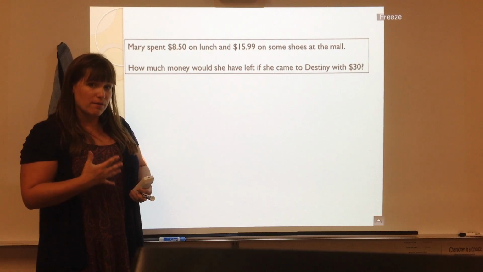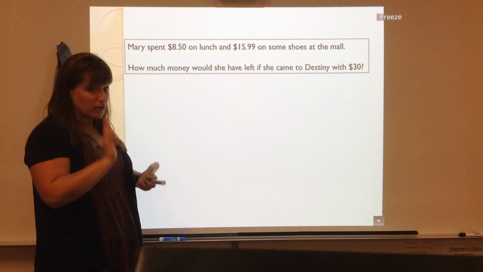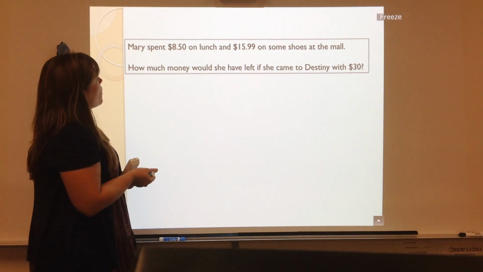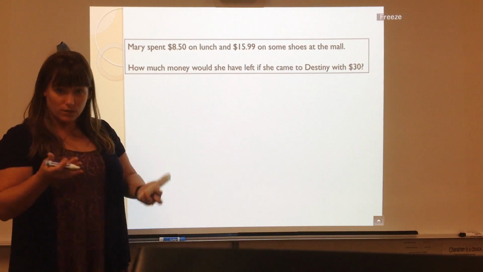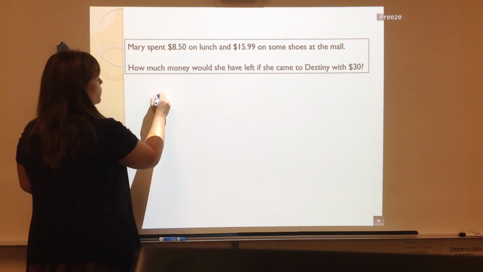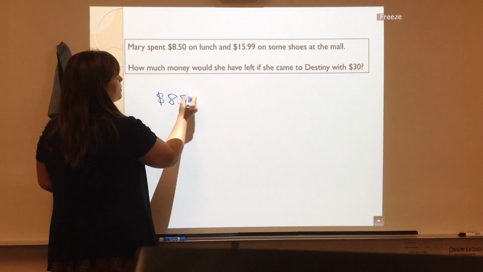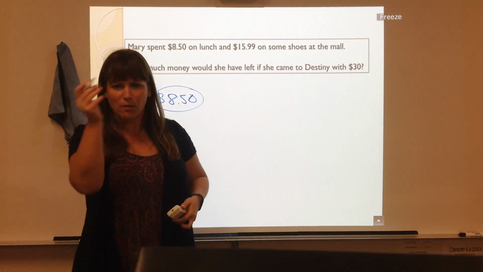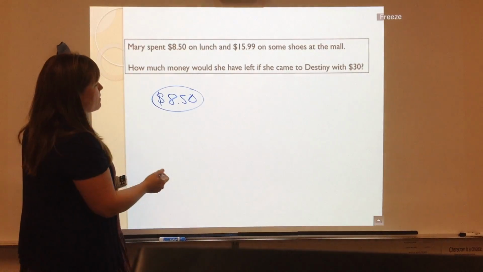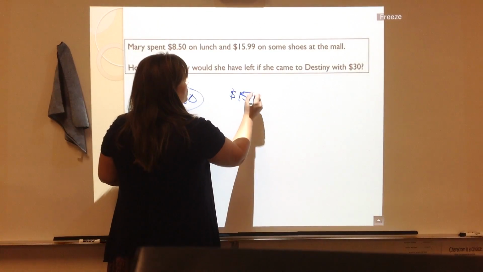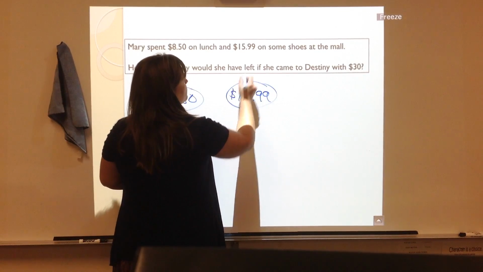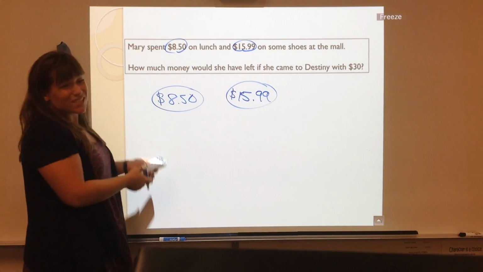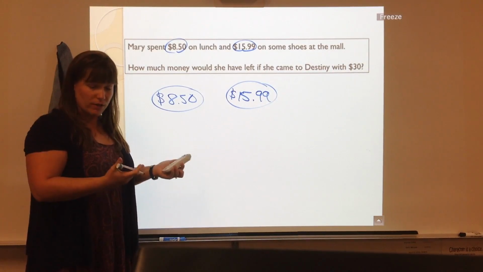Because I don't have this on my paper, I'm going to pretend just like you that I'm looking at this and what would I write on my notebook paper. So I'm reading that she spent 2 different amounts. So those are important numbers. So I'm going to write down the important numbers. And if I were reading this and marking up my problem, I'd actually just circle it. And then I would circle the $15.99. So that's what I would do if it was in a workbook. Since it's not in my workbook, I'm just going to write those numbers down.